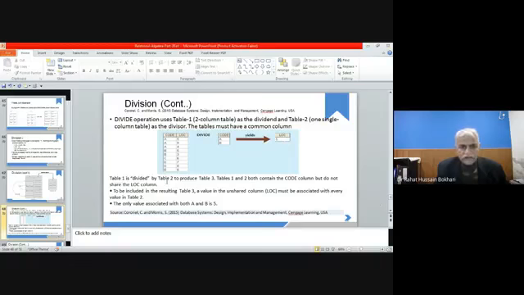Table 1 is divided by table 2 to produce table 3, and we contain the code column but not the shared location. So to be included in the result table, values in the unshared column must be associated with every value in table 2. So these values should be associated with each.